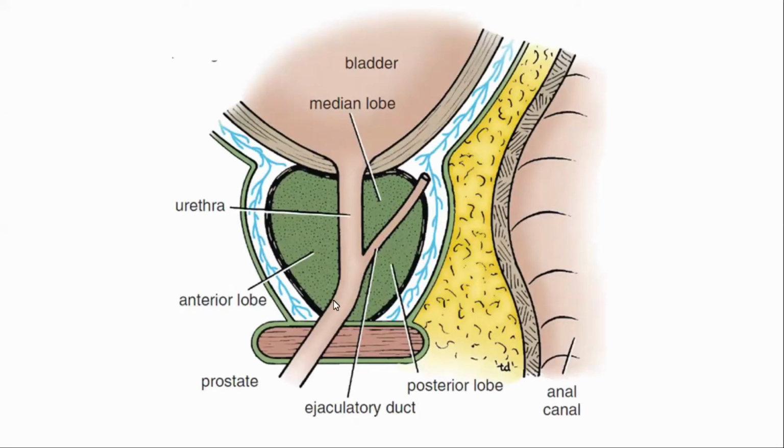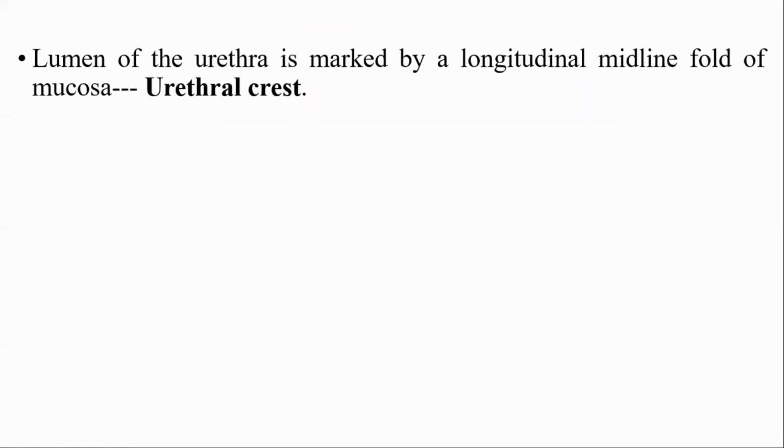So this is the prostate gland. The green one is the prostate gland and this is the prostatic urethra. So it lies inside the prostate gland, which is around 3 to 4 centimeter in length. So the lumen of the urethra, this is very important. In the prostatic urethra, in the lumen of the urethra, there is one longitudinal midline fold. That is known as urethral crest.